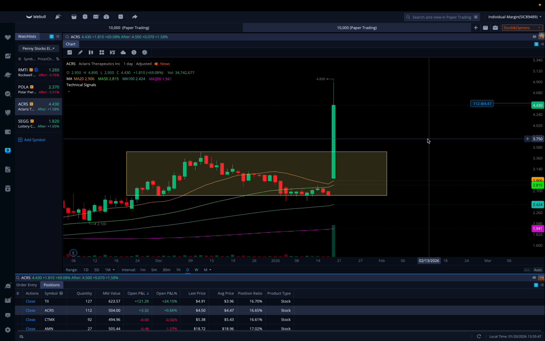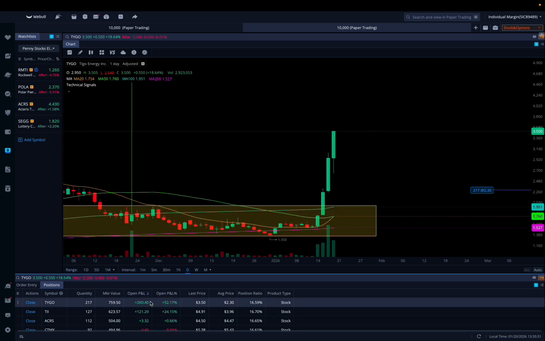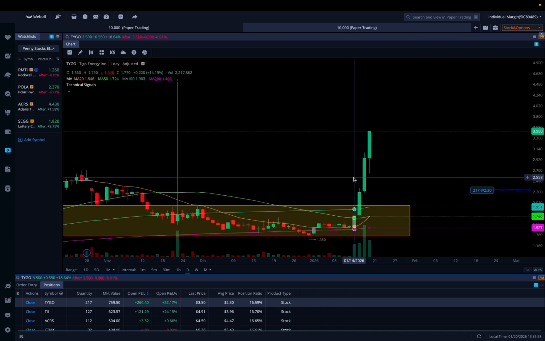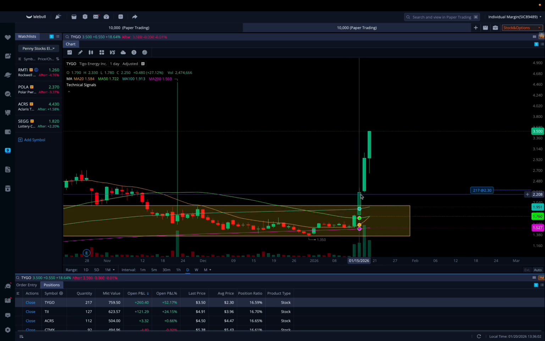So that's something else to consider, and also why it's important to gather data here. Let's take a look at another example. Tigo is a prime example of a 4-day runner. I did enter on the second day simply because the first day I didn't think it was good enough. The second day had roughly the same volume, still a lot of volume, but the candle was more explosive than the previous one. So I entered long there, and it's been running for 2 days.